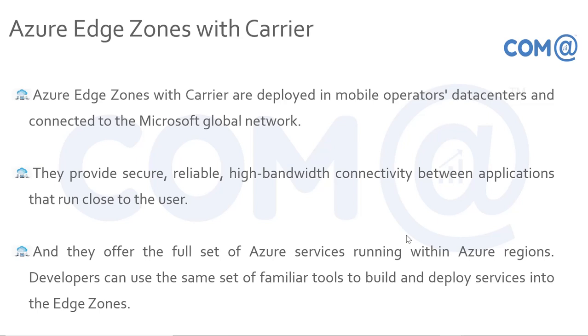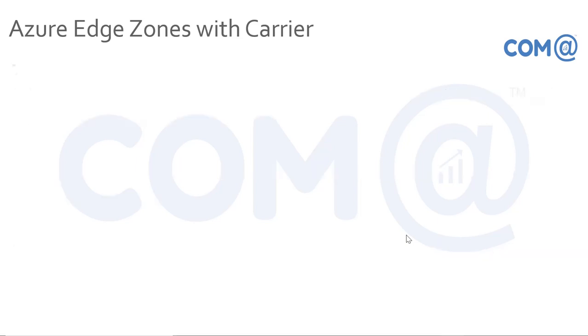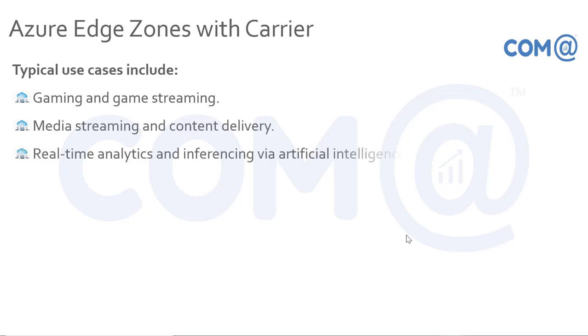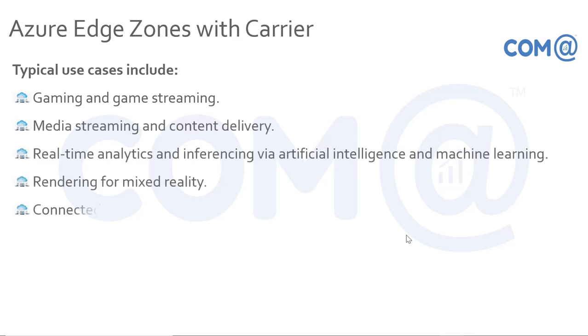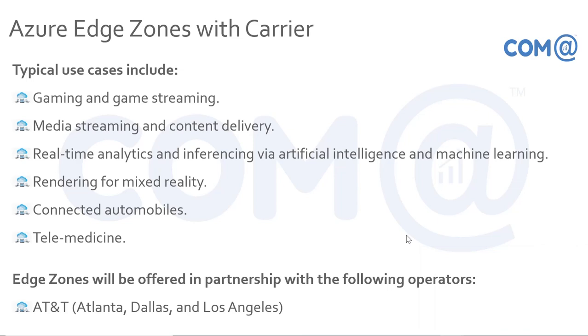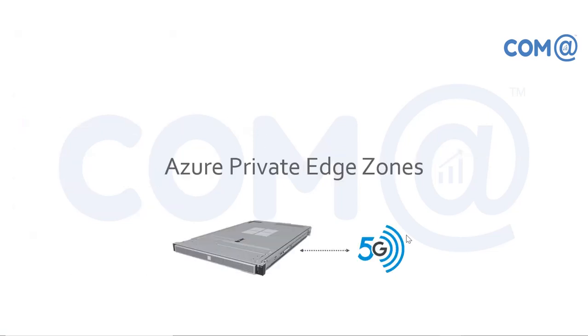Developer can use the same set of familiar tools to build and deploy services into the edge zones. And the typical use cases includes gaming and game streaming, media streaming, and content delivery, and real-time analytic and inferencing via artificial intelligence and machine learning, rendering of mixed reality, connected automobiles, telemedicine. Edge zones are offered in partnership with following operators AT&T in Atlanta, Dallas, and Los Angeles.